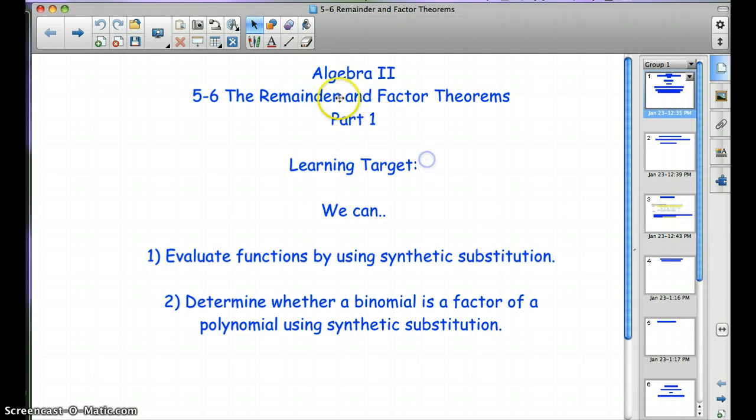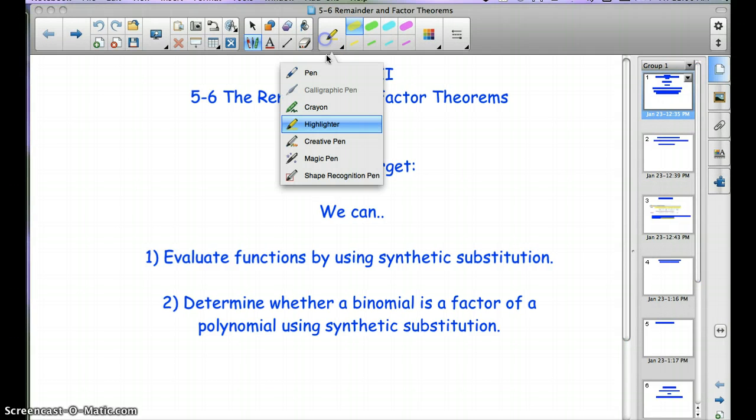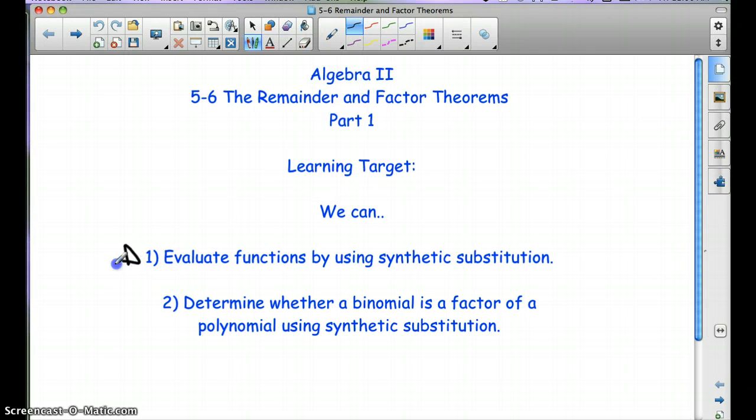And this video is just going to be over the remainder theorem. I'm going to teach you the factor theorem in class. So we're going to be able to focus on this first learning target, evaluate functions by using synthetic substitution, which incorporates the remainder theorem.